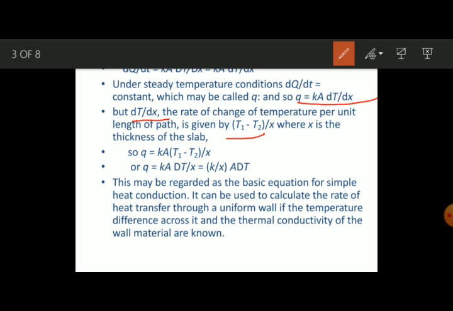Okay, therefore when you substitute all this in our main equation, we get Q equal to kA (T1 minus T2) divided by x. Or we can modify the equation like this, or even if you keep this equation, it is okay. Okay, this is the basic simple equation for conduction of heat through a simple slab. I hope this is clear for you. Fine, so let us move to the next slide.